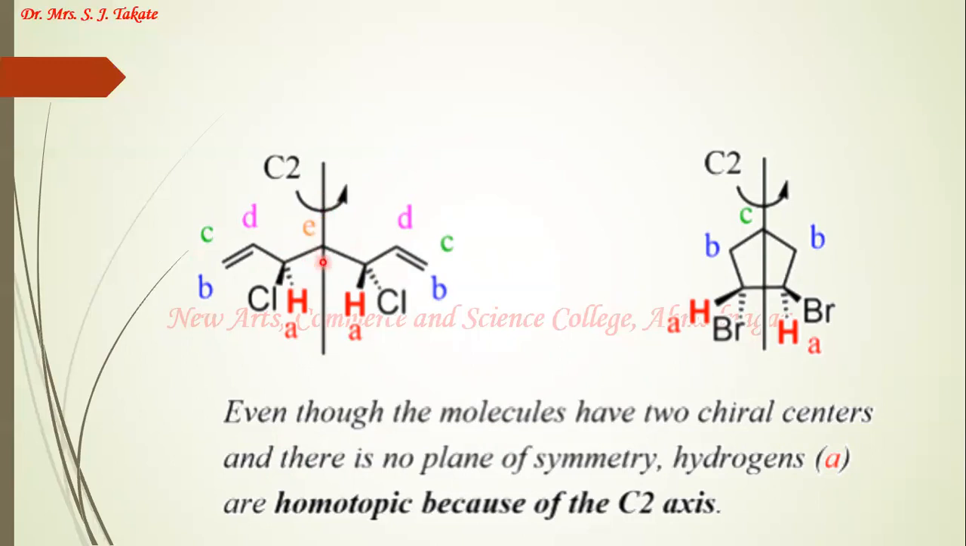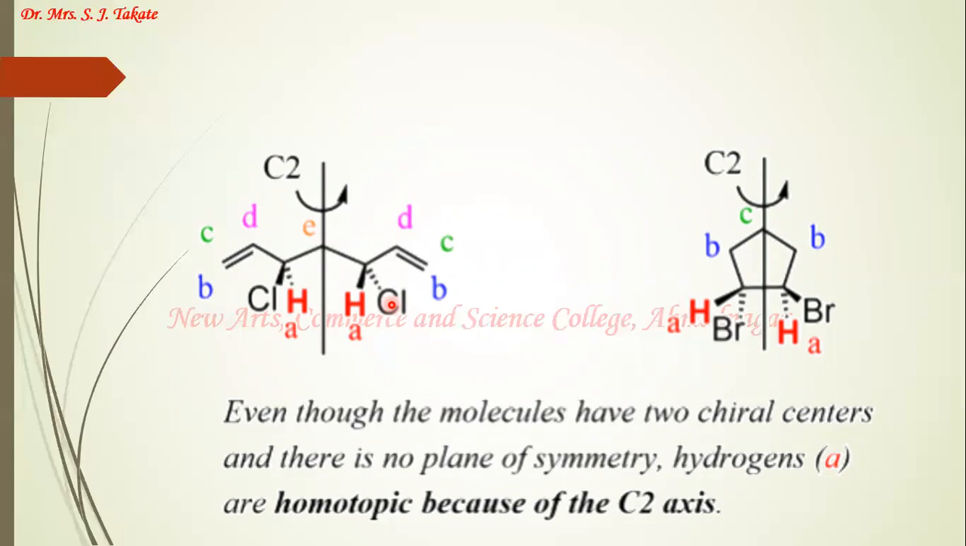If I cut this molecule like this, in this part the hydrogen is going in a backward direction, and in this part the hydrogen is coming upward, to the front side. And the chlorine here is in front, and the chlorine here is on the back side. This means that there is no plane of symmetry.